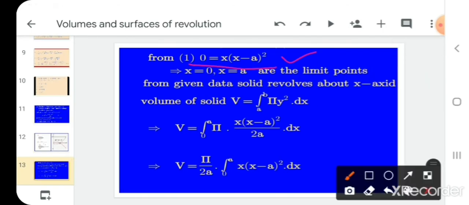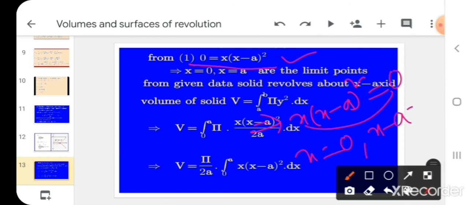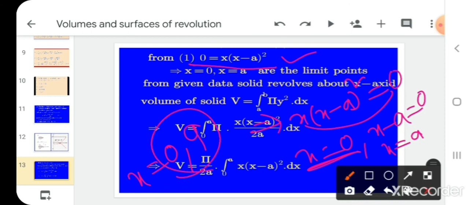0 equals x into (x minus a) whole square. That implies x into (x minus a) whole square equals 0. From this, x equals 0 and x minus a equals 0. That implies x equals 0 and x equals a. So what are the values we get? 0, a. These are the limit values of x.